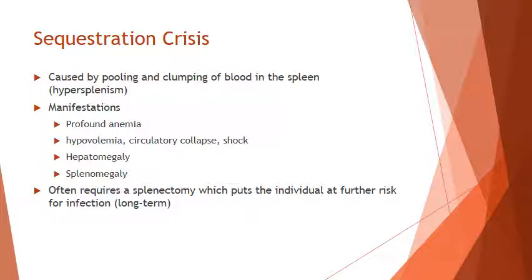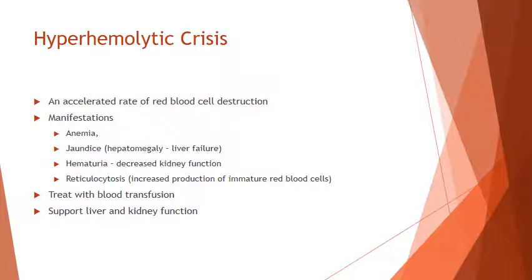Sequestration crisis is caused by pooling and clumping of blood in the spleen. It results in hypersplenism. The manifestations of this would be profound anemia, hypovolemia, and circulatory collapse resulting in shock. So know your symptoms of shock. Hepatomegaly and splenomegaly, of course, will happen. It often requires a splenectomy, which puts the individual at further risk for infection. So anything that causes infection causes an increased risk of sickle cell crisis.